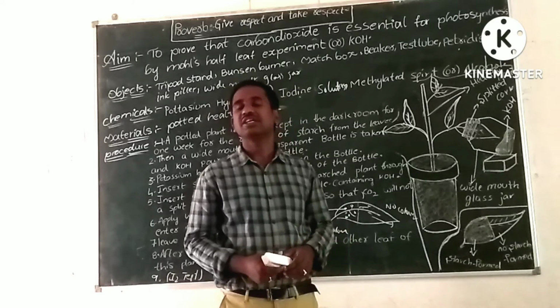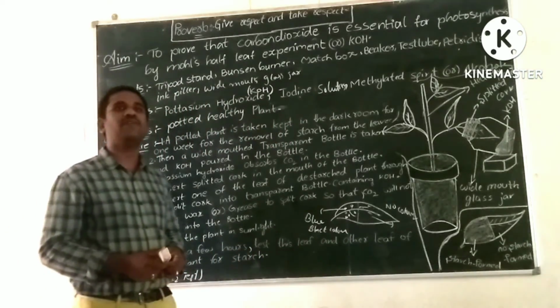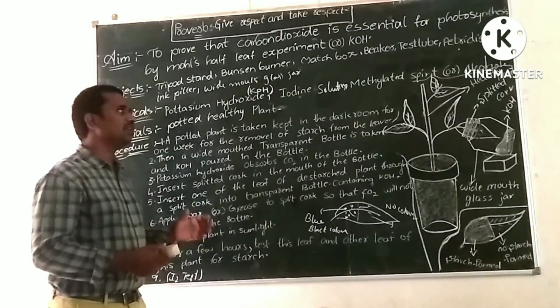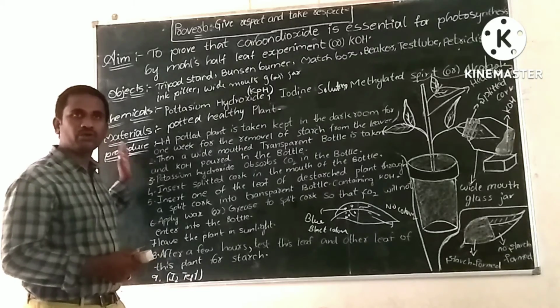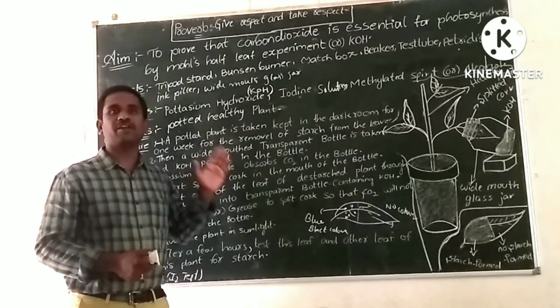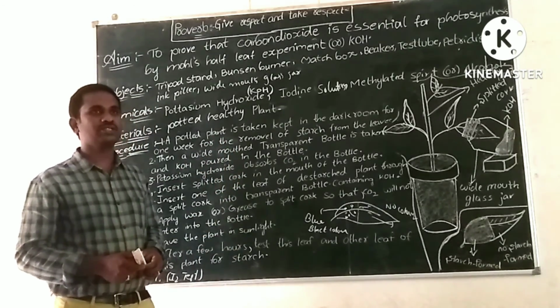That's the observation. It means without carbon dioxide, plants cannot perform photosynthesis. Do you understand? Yes. So the result is we proved that without carbon dioxide, plants cannot perform photosynthesis. Any doubts? No, sir.